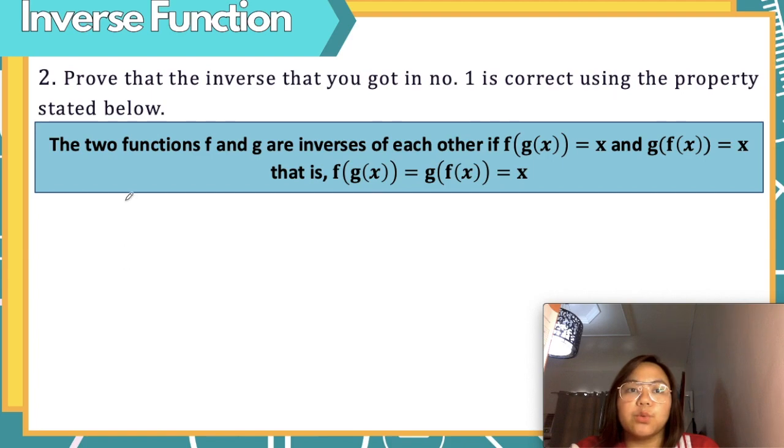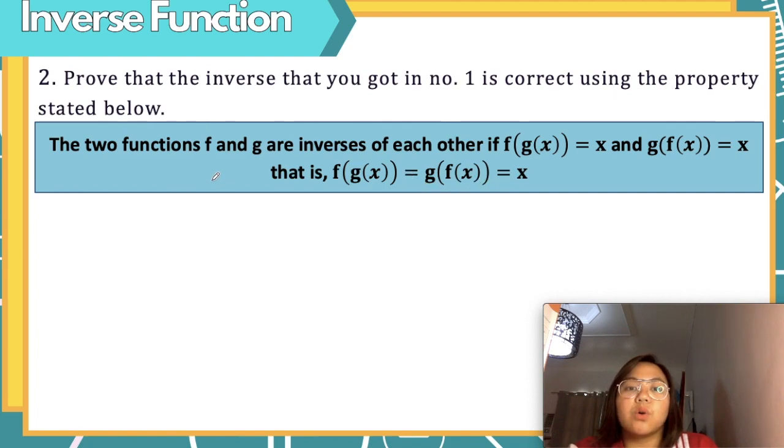Next, for number 2, prove that the inverse that you got in number 1 is correct using the property stated below. So this is the property. The two functions f and g are inverses of each other if f of g of x is equal to x and g of f of x is equal to x. That is, f of g of x is equal to g of f of x is equal to x.